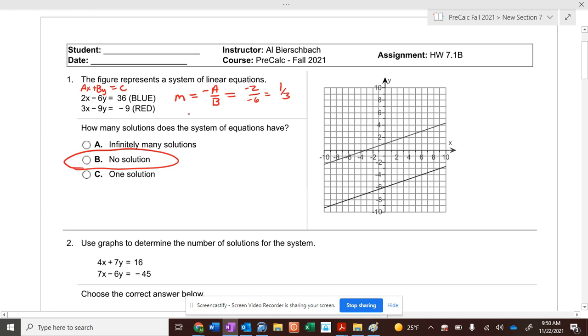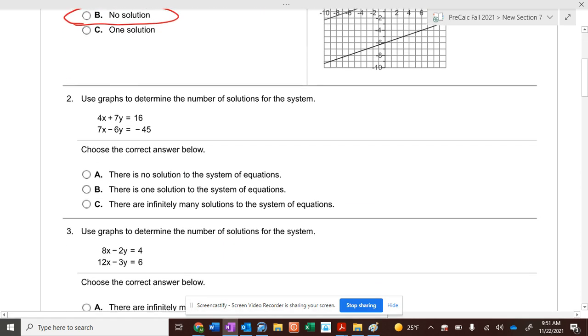If we look at the second one, we have negative 3 over negative 9, because it's negative a over b, which is a positive 1/3 slope. Since they have the same slope, they're parallel. Since they're parallel, it's no solution. What if they are on top of each other? Then it's infinitely many solutions.